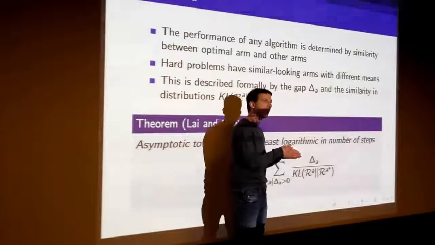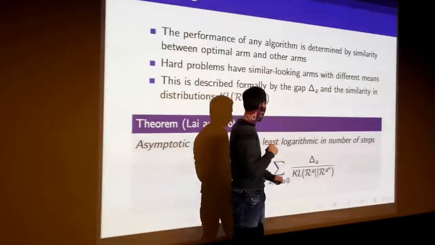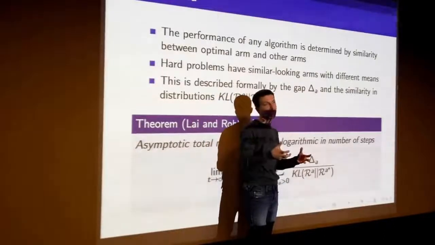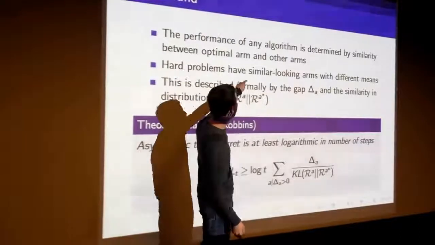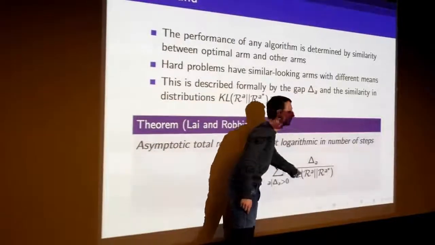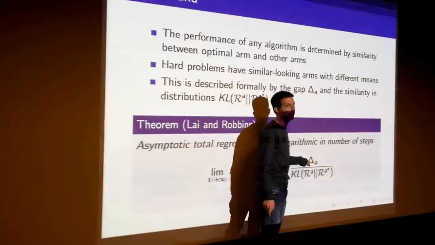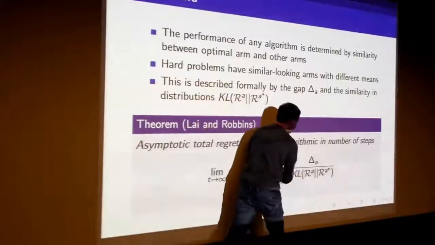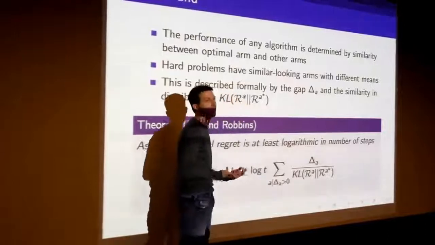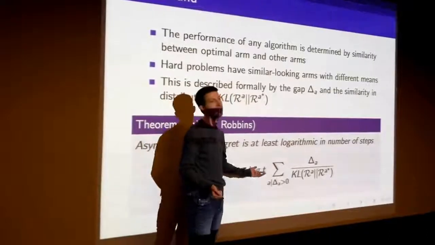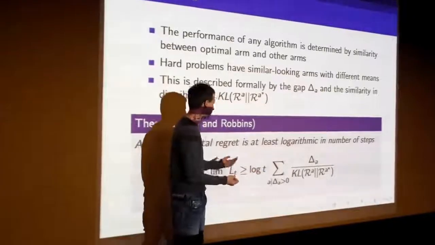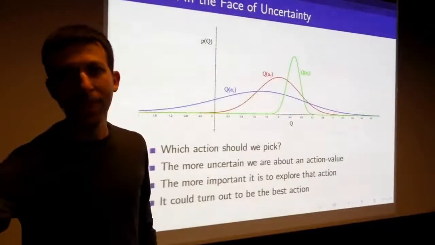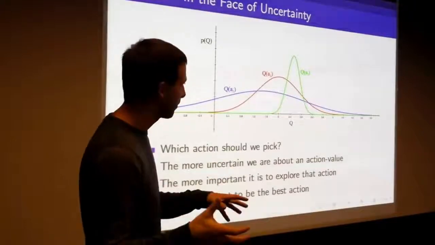So this tells us that the more different the arms are, the more regret we'll incur, and it's inversely proportional to the difference in the distributions. This is the term that tells us how hard the problem is. Hard problems have similar looking arms, that's the KL divergence between them, with different means, that's the gap here. Okay? So this is the hardness of the problem, and this is something fundamental to bandits and to exploration. There's this thing which is logarithmic in the number of time steps. So we want to find algorithms which have a regret that's logarithmic rather than linear.